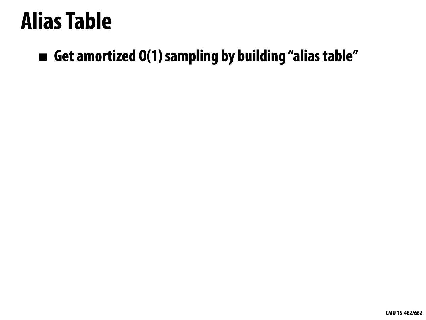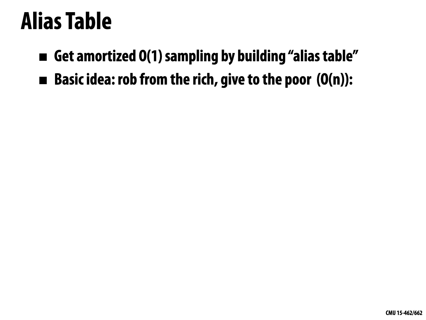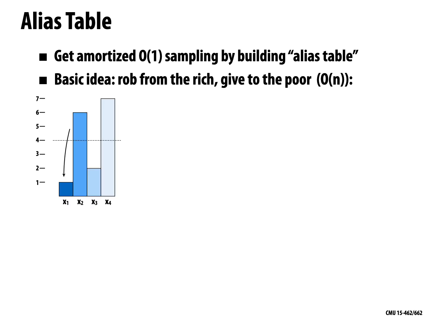So a different strategy that's quite nice is something called an alias table. We can get amortized order 1 constant sampling by building this thing called an alias table. The basic idea is rather than building a CDF and inverting it, we're going to rob from the rich and give to the poor. We're going to turn our probability distribution into something, in some sense, more uniform. Okay, so the way this works is we have our probability distribution, x1 through x4. We have these 4 events, and we have their associated probabilities.